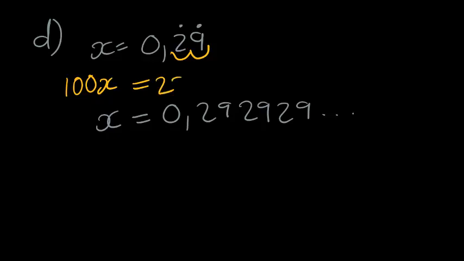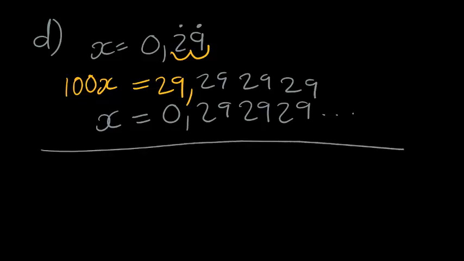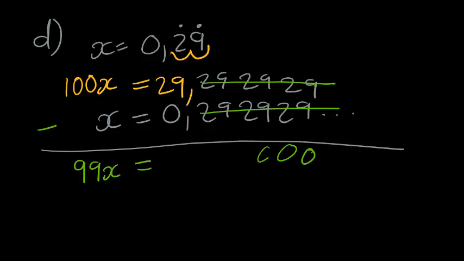100x is going to be equal to 29.292929. Now I'm going to subtract. So I'm going to say 100x minus x is 99x is equal to, this cancels out with that because 9 minus 9 is 0. 2 minus 2 is 0. 9 minus 9 is 0. 2 minus 2 is 0. 9 minus 9 is 0. 2 minus 2 is 0 for eternity.